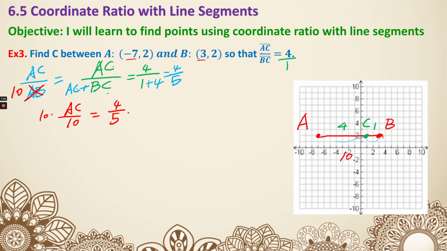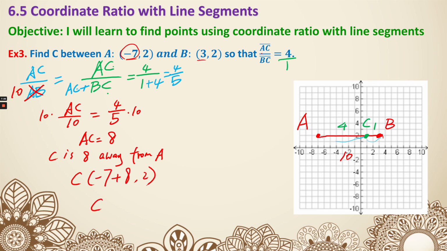Multiply both sides by 10. AC equals 8. Which means C is 8 away from A. The length from A to C is 8. And because A is currently (-7, 2), and C is to the right of it, I need to add to the x coordinate. That's going to give me C as (1, 2). So that is one way to deal with it.